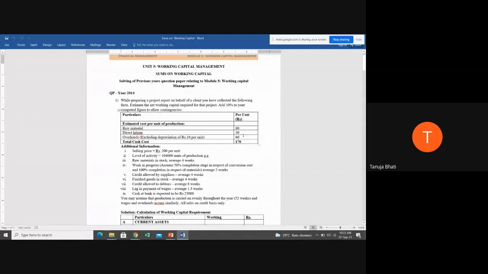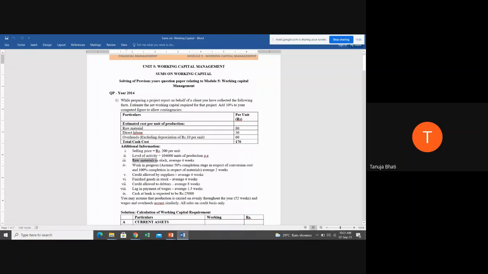In this, the 10 rupees is not included because it is excluding depreciation. So total cash cost is coming up to 170 rupees. Now selling price is 200 rupees. That is, cost is 170, selling price is 200, means 30 rupees is the profit. But profit we need not consider while solving working capital. Next, level of activity means how many units were actually produced, that is 1,04,000. So per unit cost is given, students, and total 1,04,000 units to be produced per annum.